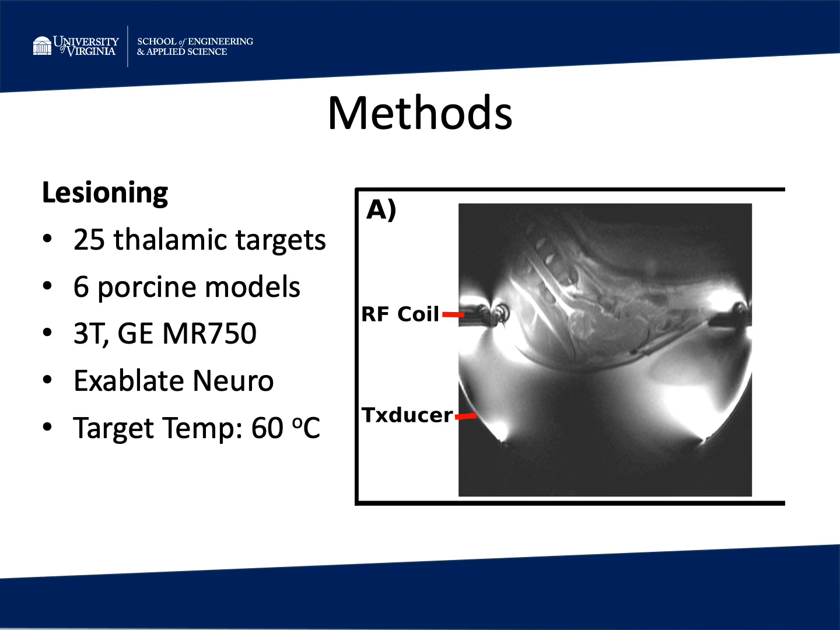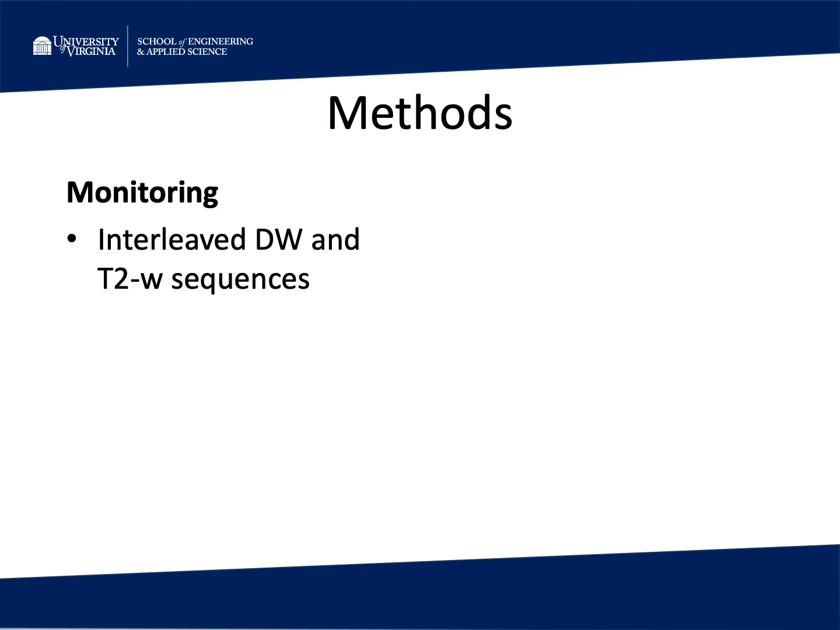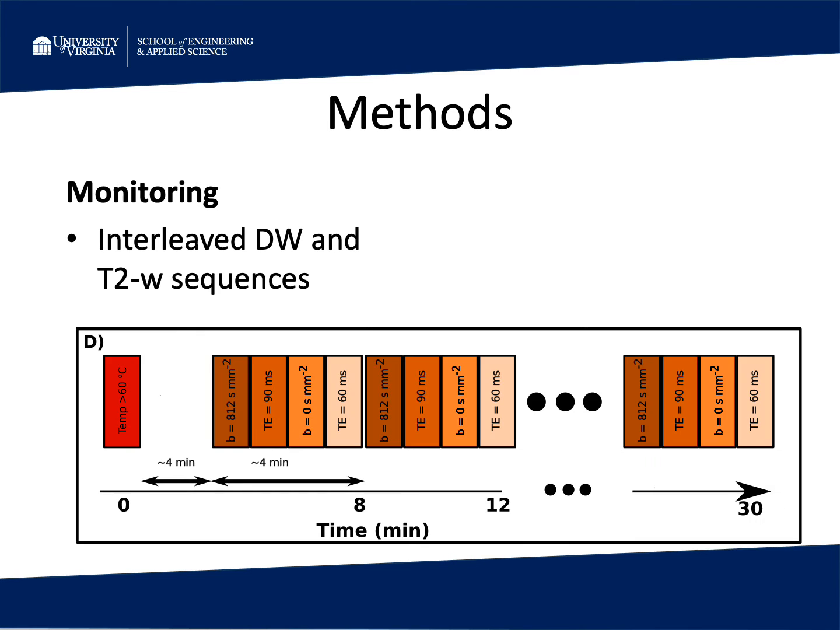Targets were sonicated until they reached a target temperature of 60 degrees Celsius as measured using MR thermometry. After sonication, targets were then monitored for 30 minutes using MRI scanning. During the monitoring session, diffusion-weighted and T2-weighted sequences were interleaved together to provide a time course of T2-weighted and diffusion-weighted contrast estimates. We also performed this monitoring session as a baseline measure before any sonications were made to any targets.